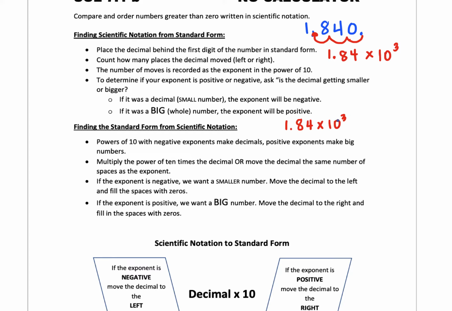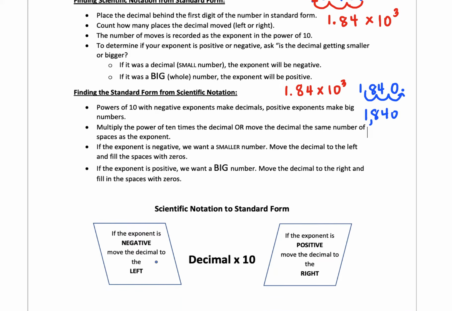So since I have a positive exponent here, I'm going to take the number 1.84 and move the decimal 3 times to the right because I had a positive exponent. When I move it 3 times to the right, this is where it's going to end up. Any empty loops are filled in with zeros. So I get 1,840, and that's back with what I started with.